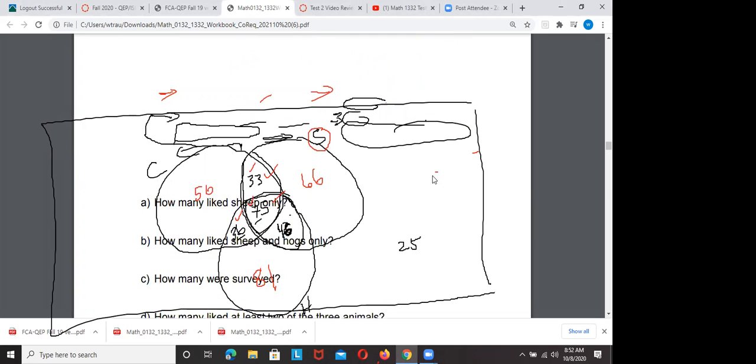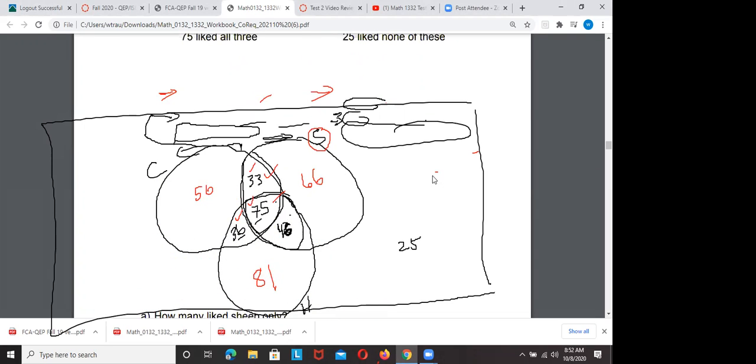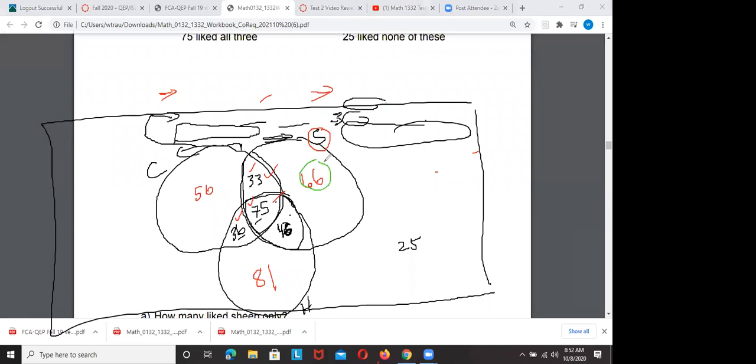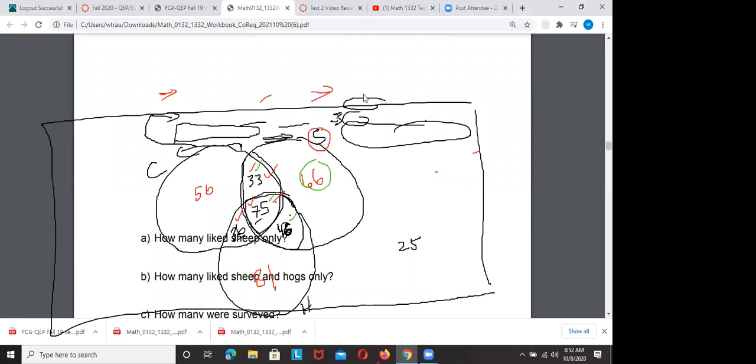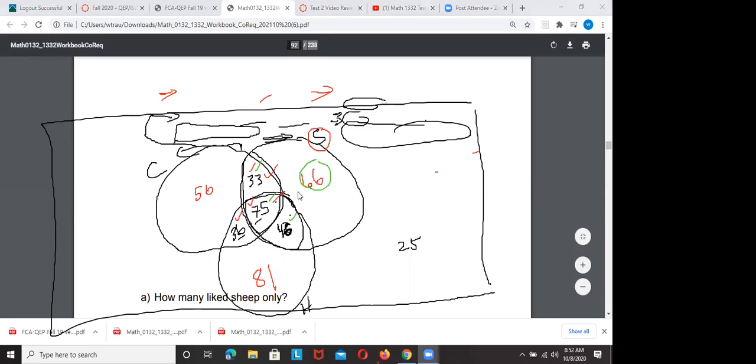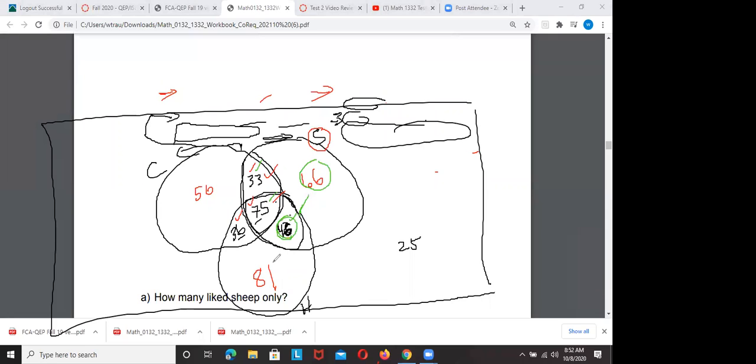How many like sheep only? Anybody tell me how many sheep only they liked? 66. Yeah, 66 is only the sheep. These are sheep and cows. These are all three. These are sheep and hogs. Only 66. So for part A, it's 66. B, how many people like sheep and hogs only? Sheep and hogs only is 46. These people like sheep and hogs only. These people like sheep, hogs, and cows. Only 46 like sheep and hogs.